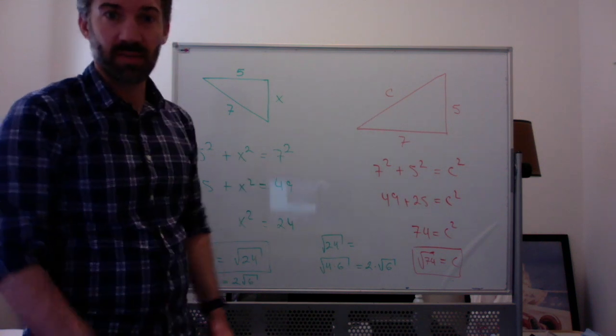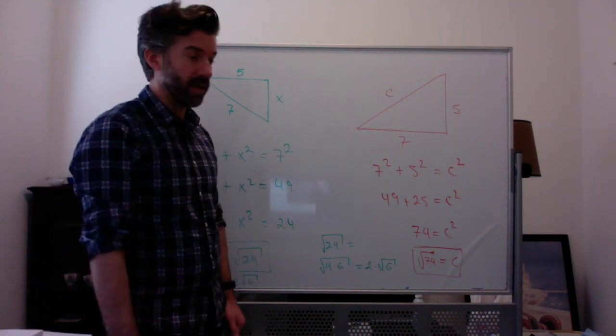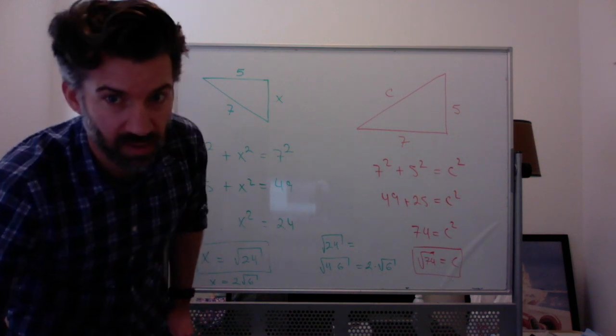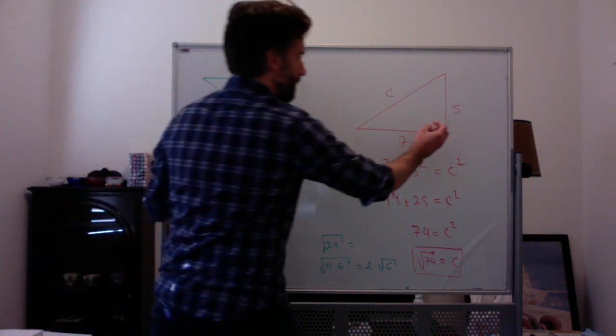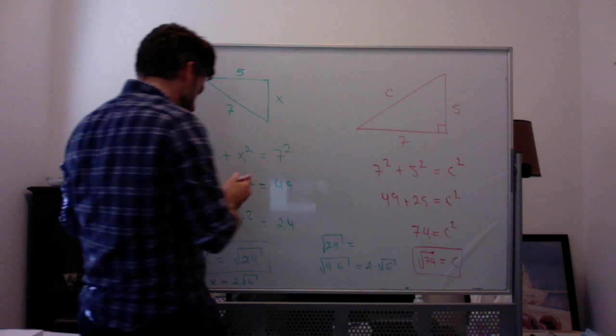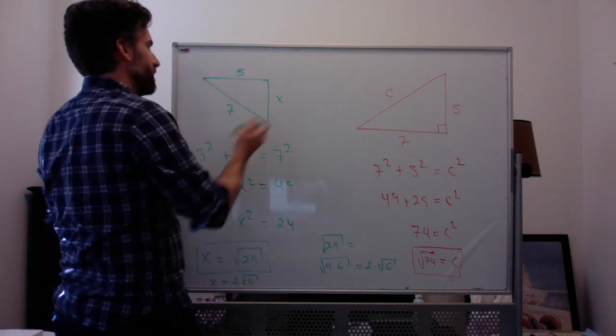All right, that's it. Those are some examples of how to find the missing side length of a right triangle using the Pythagorean theorem. Again, the assumption, of course, is that this is a right triangle, so I should have drawn these little things to indicate that, yes, it is a right triangle.